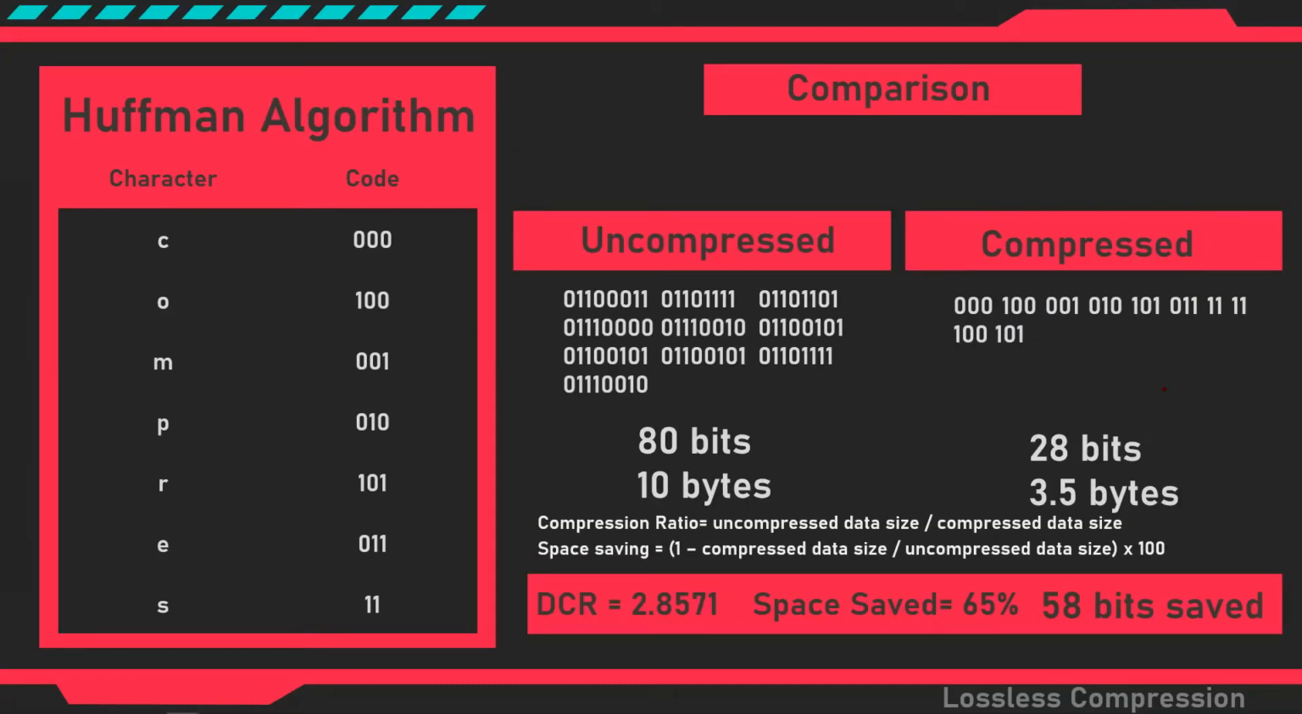We can compare the uncompressed size to the compressed size. Here we have a total of 80 bits or 10 bytes, and here we have 28 bits or 3.5 bytes. For the compression ratio, we divide the uncompressed data size by the compressed data size, and we get 2.8571. For the space saved, we use the formula 1 minus compressed data size over uncompressed data size times 100. So we have a space saved of 65% or 58 bits.